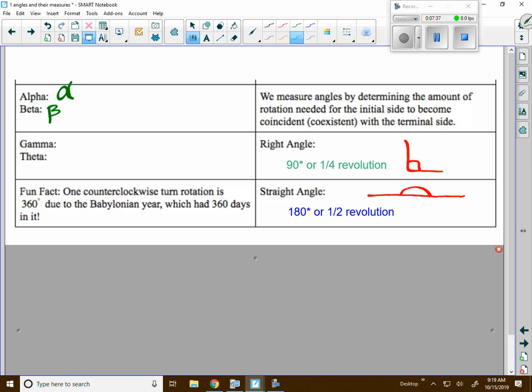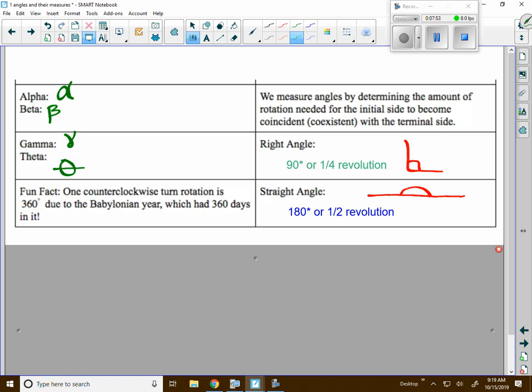Gamma looks like a Y with a twist. So when you draw it, it looks like that, a little twist at the bottom. And then theta is our most common. That one's the O with the line through it.